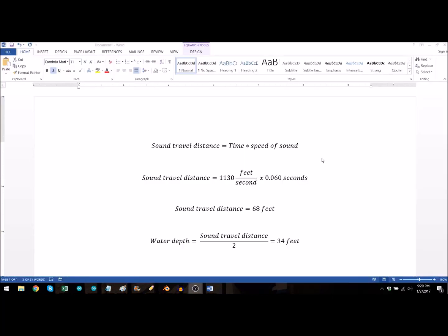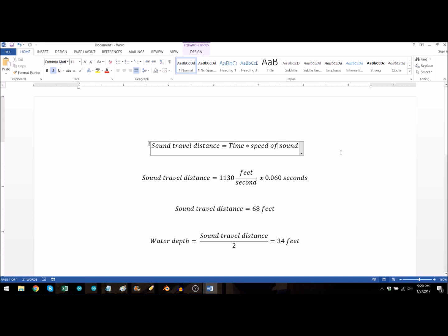Once we know the amount of time it took for the sound to travel, we can calculate the distance that it traveled. Of course, distance is just time times the speed at which something is traveling. In this case, the speed of sound for the sound wave. And sound at the temperature that I'm at here is about 1130 feet per second, or 300 and something meters per second. We multiply that by the time it took, and that gives us that the sound travel distance was 68 feet.